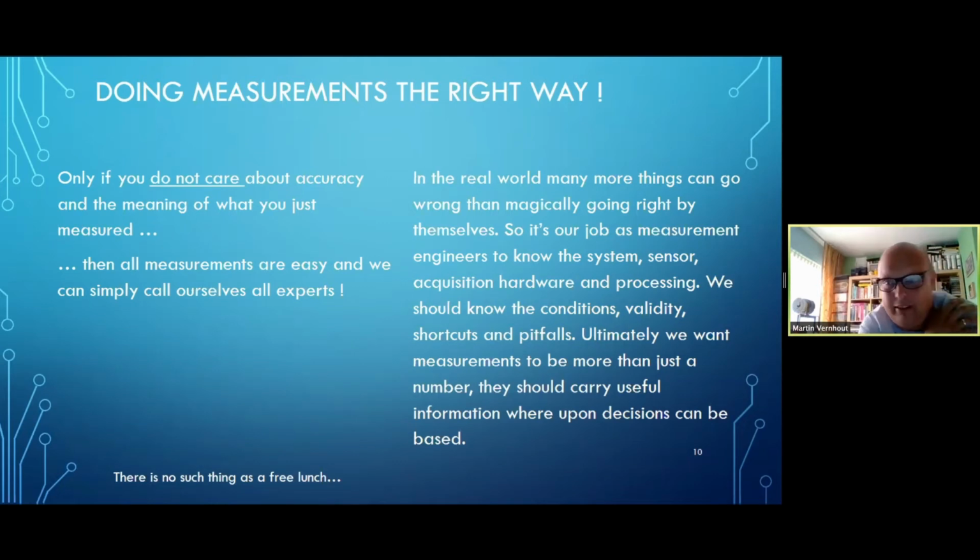And that ultimately goes into the quality of the measurement. You need to do a lot of things right before you can actually prove to yourself and to others that the measurement is of high quality and you can make the decisions you want with that data.